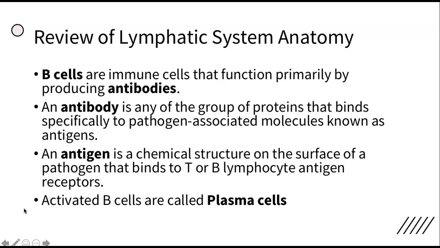So, you guys know that the B cells are the immune cells that function primarily by producing antibodies. And we know that an antibody is any of the group of proteins that bind specifically to pathogen-associated molecules known as antigens. Basically, the molecules that tell your body what a certain pathogen is, that's an antigen. It's the chemical structure that's on the surface of the pathogen that the T or the B antigen receptors can bind to. And then if you have activated B cells, those are called plasma cells.